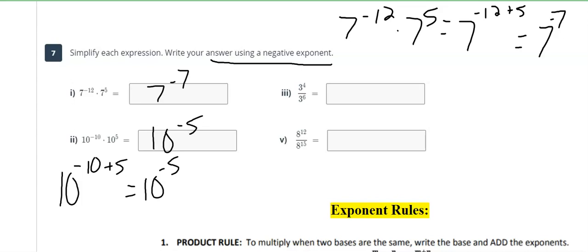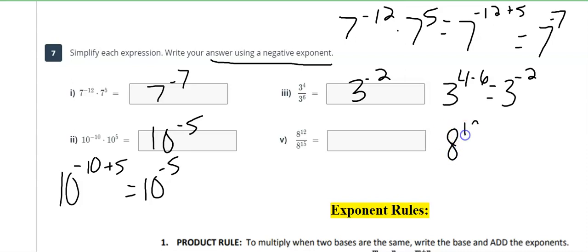For 3 and 4, we're using the quotient rule. So I subtract 3 to the 4th minus 6 gives me 3 to the negative 2nd power. Again, negative exponent because that's what it asked for. And then for 4, I have 8 to the 12th, and I'm subtracting 15 from it to get 8 to the negative 3rd. Make sure that it's the top number, subtraction sign, then the bottom exponent. Don't flip it around because you will get the wrong answers.